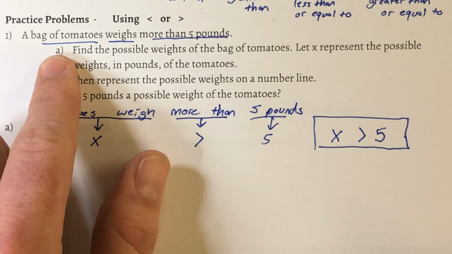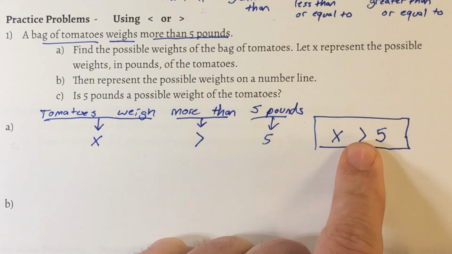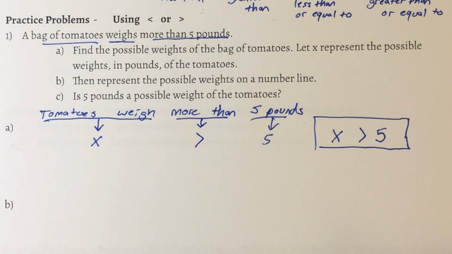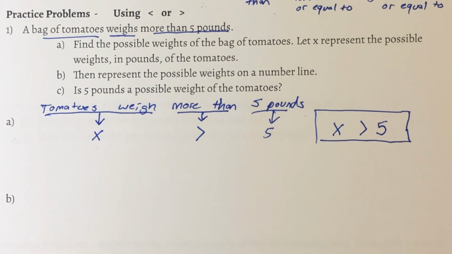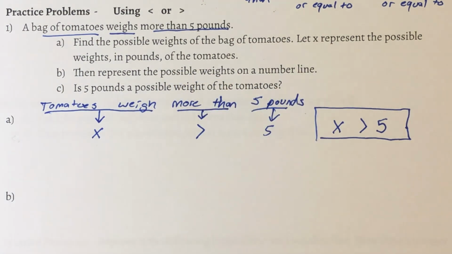So what are the weights of the tomatoes? Basically, this means anything more than 5. So I've included all possible answers in the universe by writing the simple inequality. Okay, next, part B. Represent the possible weights on a number line.